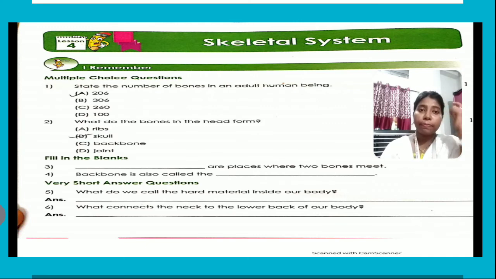Okay. What do the bones in the head form? What do the bones in our head form? It is the skull. Okay. Number 3. Dash are places where two bones meet. So what is that place called where two bones meet? Yes, correct. Joints. Backbone is also called the, what is the other name of backbone? Yeah, the other name of backbone is your vertebra. Okay. What do we call the hard material inside our body? It is the bone. What connects the neck to the lower back of our body? It is our backbone. Yes? Okay.